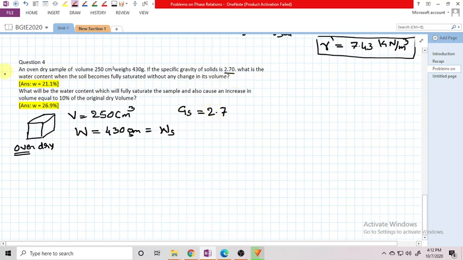What is the water content when the soil becomes fully saturated without any change in its volume? So what they are asking is the water content at S equal to 100%, that is degree of saturation.